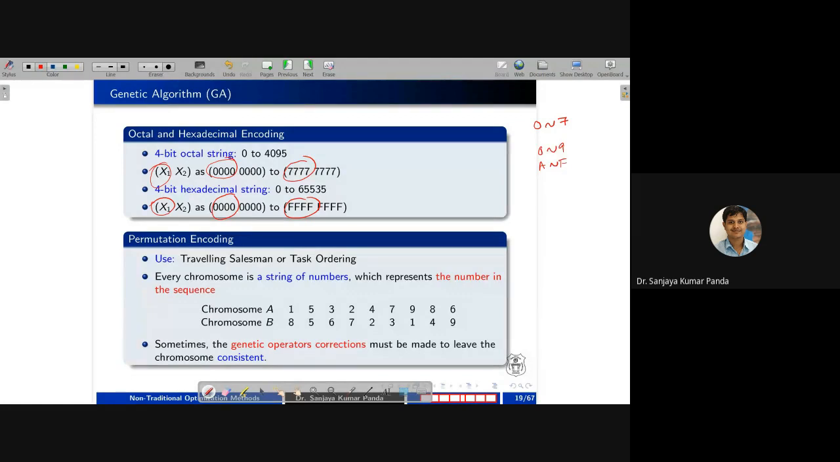So most of the research articles you can see are using binary coding, but it is not necessary to go for binary coding. You can go for octal coding. You can go for hexadecimal coding as well.